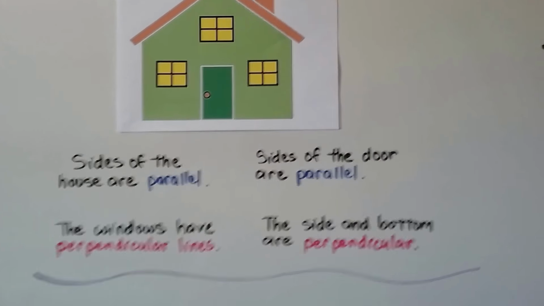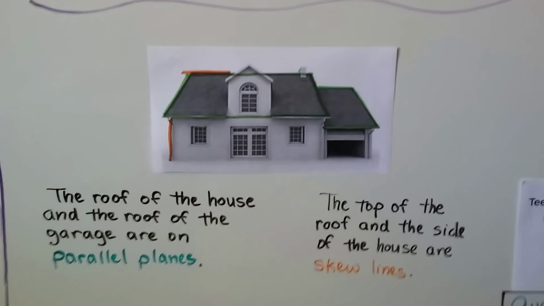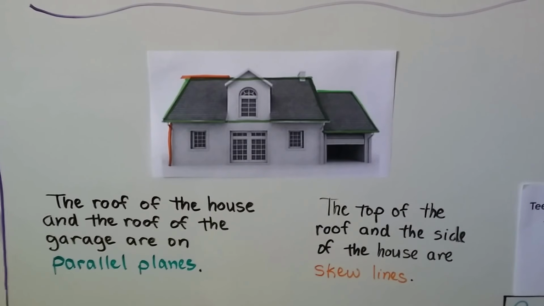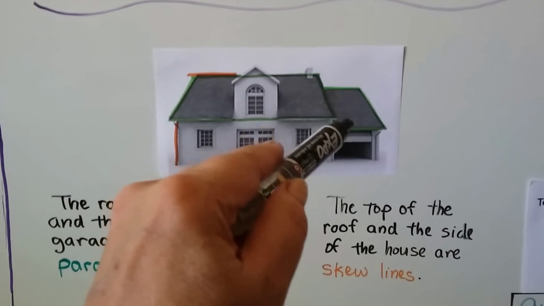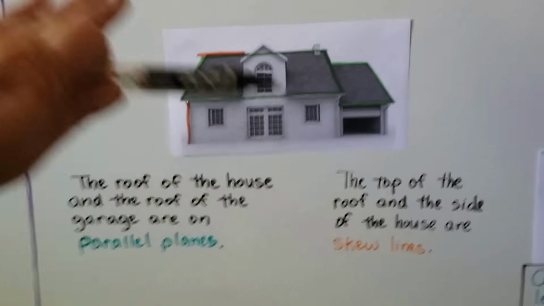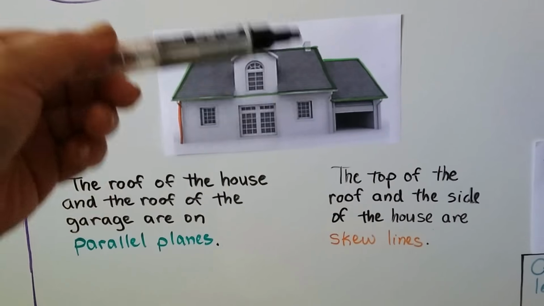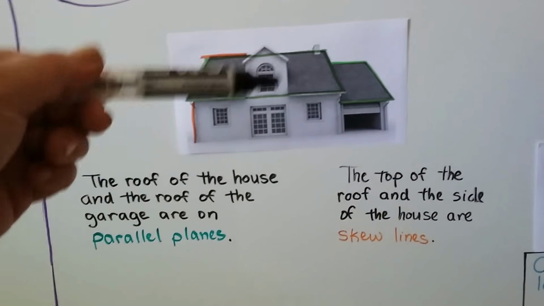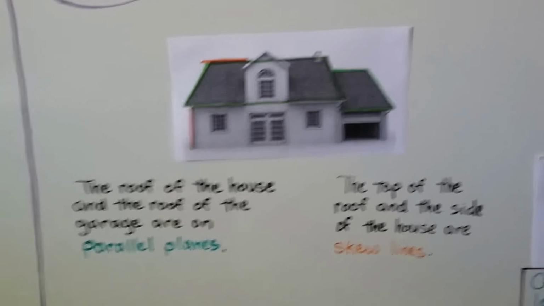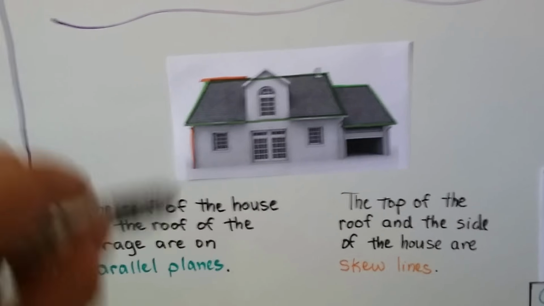And the side to the bottom makes perpendicular lines. For this one, the roof of the house and the roof of the garage are on parallel planes. So this roof is lower than this roof, but they're on the same angle, the same slant. Okay, so this one is just a little bit above that one, but they're slanting the same, and they're on parallel planes. And the top of the roof here and the side of the house are skew lines.